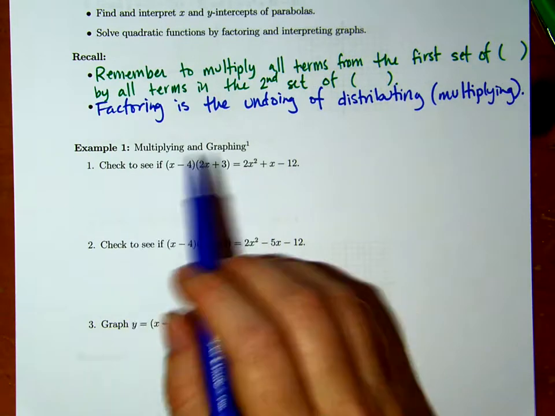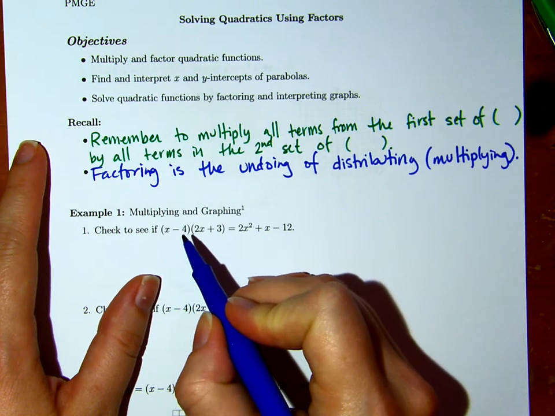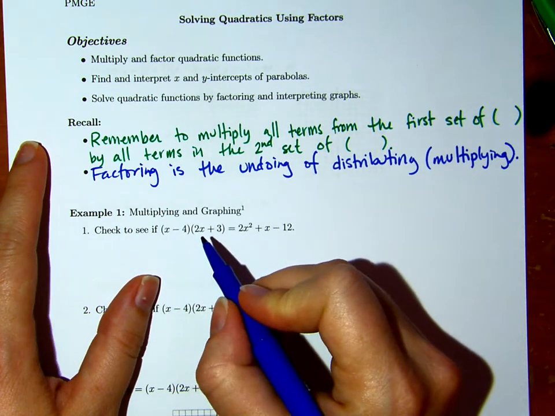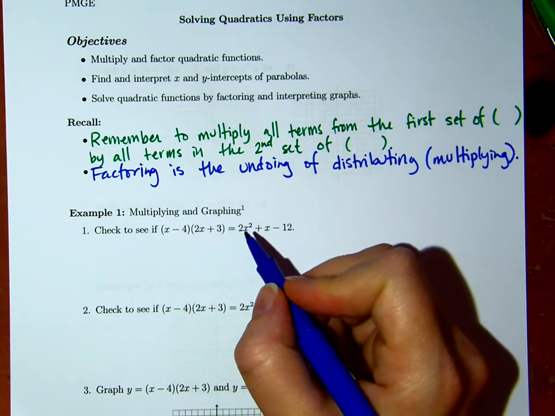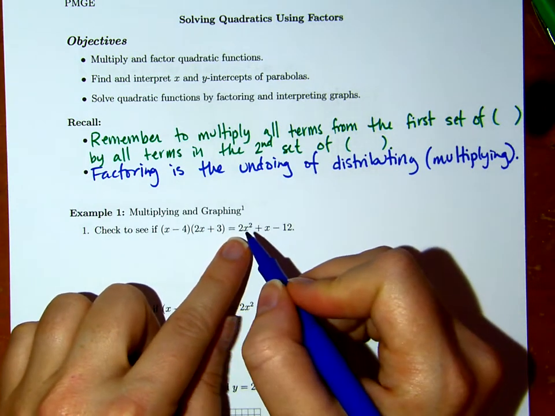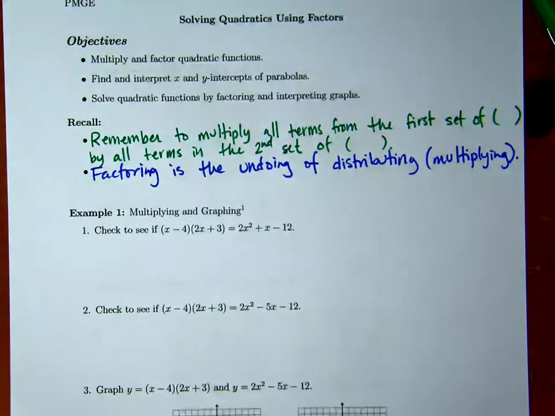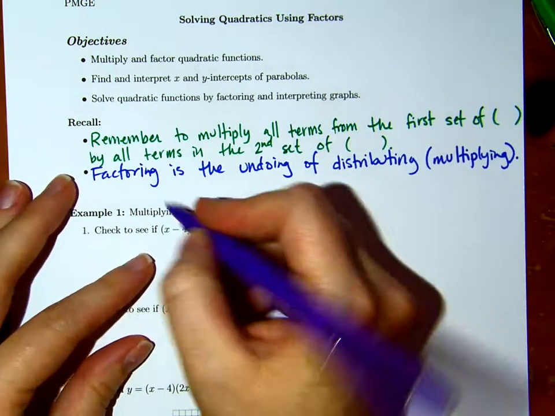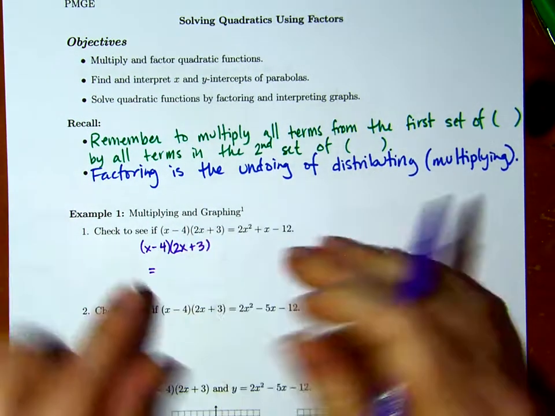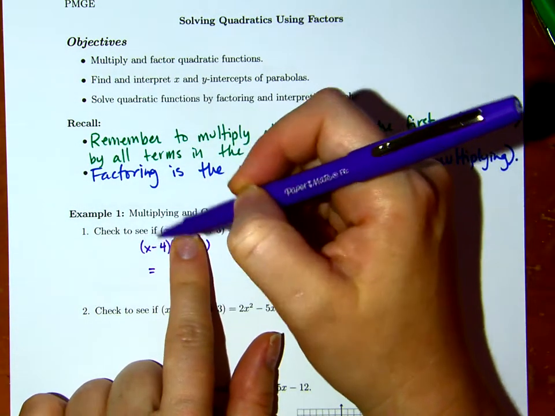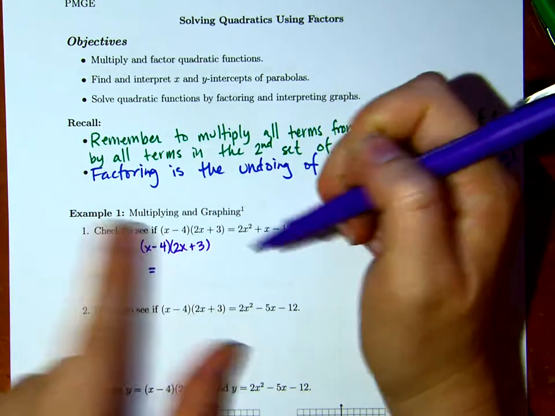Let's multiply and graph. The first one says check to see if the factor x minus 4 times the factor 2x plus 3 is equal to the general form of this quadratic, 2x squared plus x minus 12. Let's see if that's true. Okay, ready to rock. So, x minus 4 by 2x plus 3. And notice each one of these factors is a line in its own right. Yes, this is a linear factor, and this is a linear factor, and now we are distributing it.